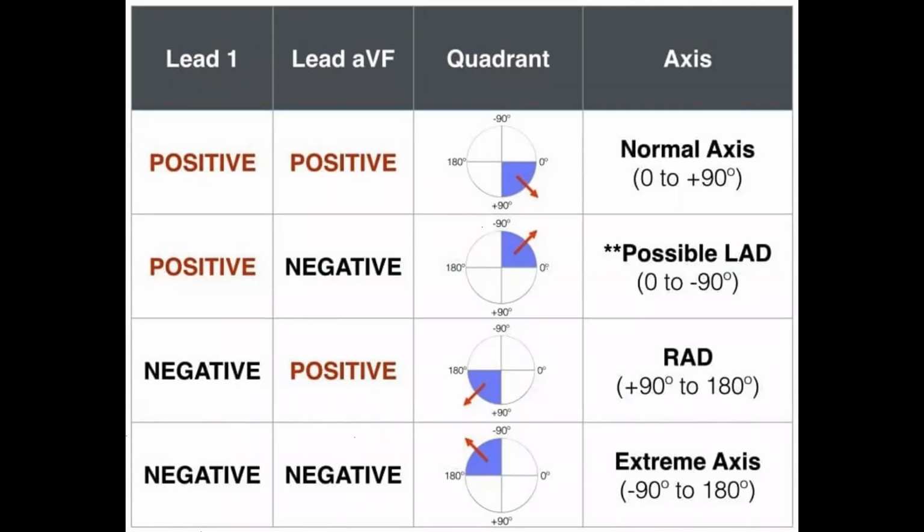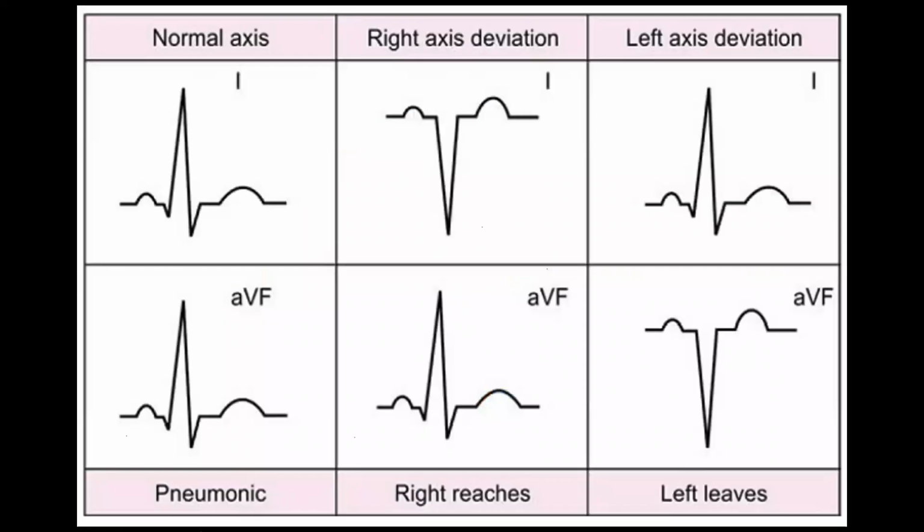If in lead 1 the overall QRS complex or the R wave is generally negative, and in aVF it's generally positive and they're reaching each other, that suggests right axis deviation. If they're both negative, it's a completely extreme axis, and I wouldn't worry about what that means. We'll come to some ECGs to have a look at this now.